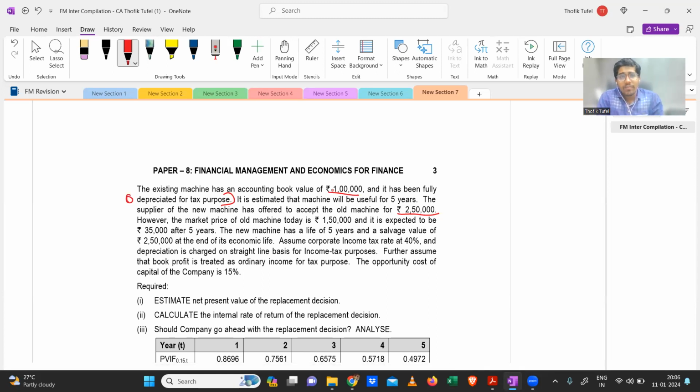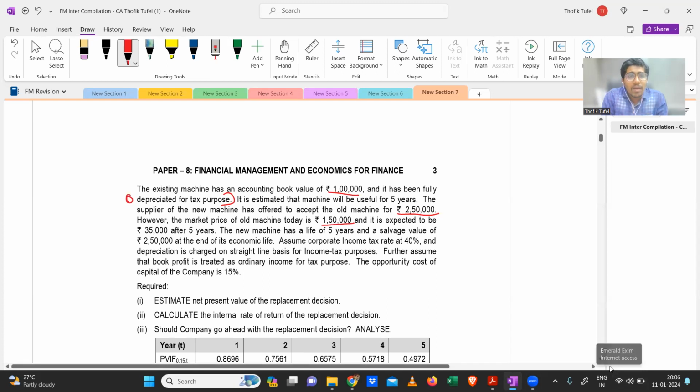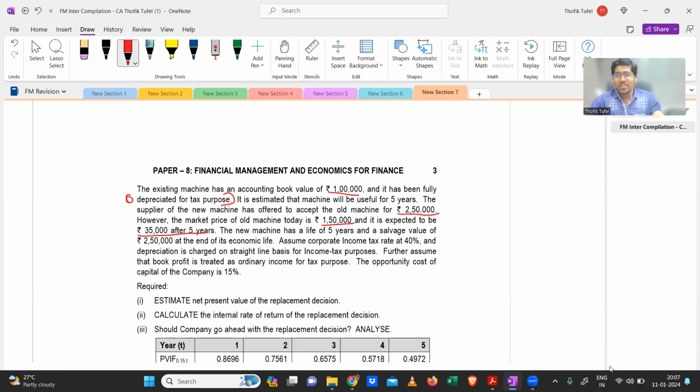This is what you have to understand from this. However, the market price of the old machine today is 1,50,000, and it's expected to be 35,000 after 5 years. So I'm having one existing machinery and I want to replace it. The market value of that existing machinery today is 1,50,000 rupees. Now, for that, how much am I receiving? 2,50,000 rupees. So what is beneficial for me? Definitely that 2,50,000 is beneficial for me. So I'm not having any opportunity cost here.